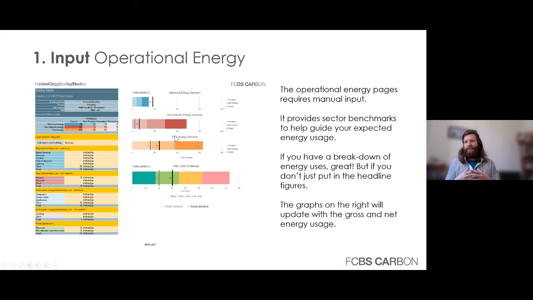So this is your operational energy input. Currently, it's very basic. You just have to make an estimate. If you're all working to RIBA 2030 challenges, you can just put in 35 or 55 kilowatt hours. If you've got great engineers, they might give you some better figures here. There are benchmarks here. It's probably too small to read on your screen, but it will give you a bit of guidance of what current industry practice is.